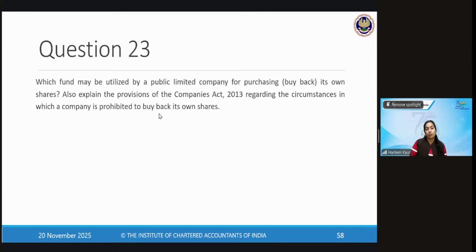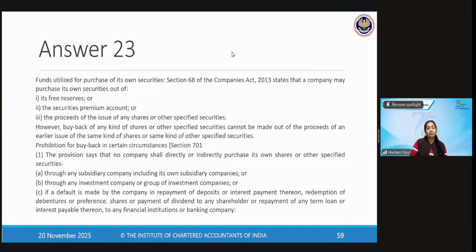So both section 68 and 69 are being covered. Pay full attention. The funds to be utilized will be free reserves, securities premium, and the proceeds of the issue of any shares. However, the buyback cannot be done out of the earlier issue of the same kind of securities. Means if I'm doing a buyback of equity shares, I need to issue preference shares and then do the buyback. If I'm doing preference shares, I need to issue equity shares. It is not that the same class of shares is used for the same buyback.